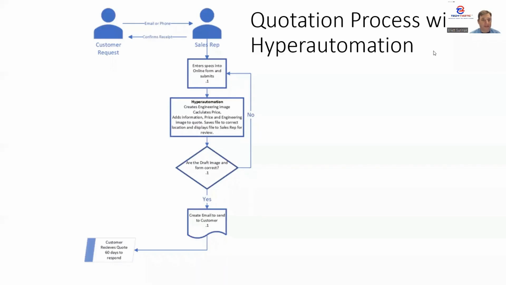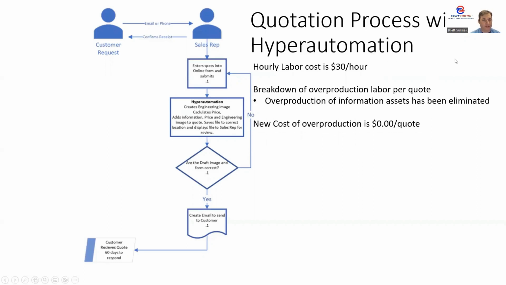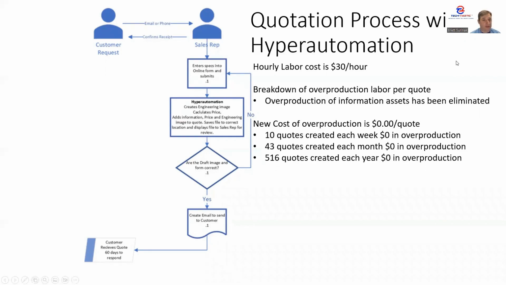So with this, we've really eliminated quite a bit of overproduction here of files. So the hourly cost now is $30 an hour. Again, we have completely eliminated the overproduction of information assets that are required to do this. So the new cost of overproduction to the quote is just, it's free, it's $0 because it doesn't exist. So that means it's costing us nothing more.